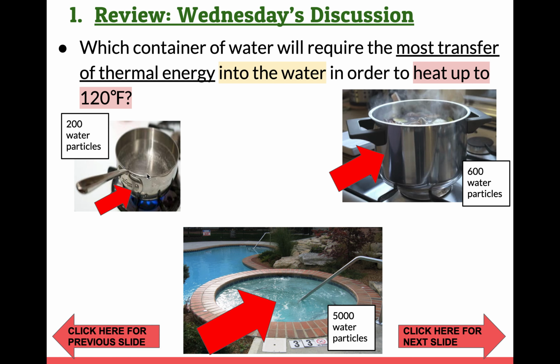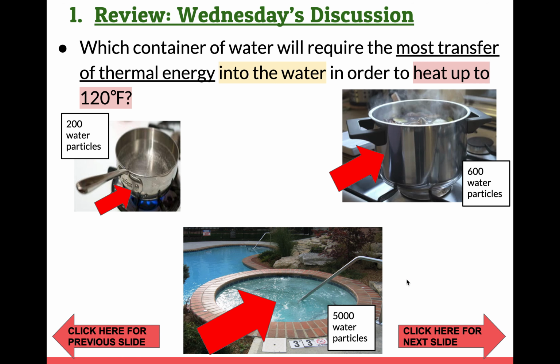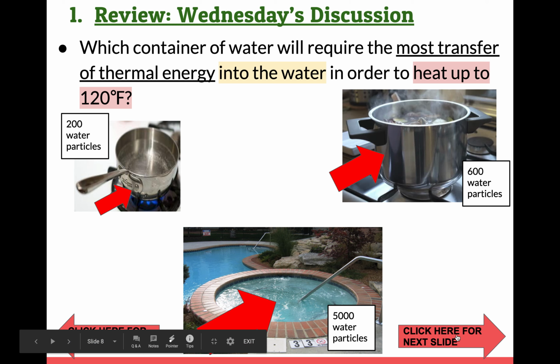And the small pot of water, it would heat up faster since there are less particles. That means that the larger pool will minimize the transfer of thermal energy. It will slow it down because it takes longer.